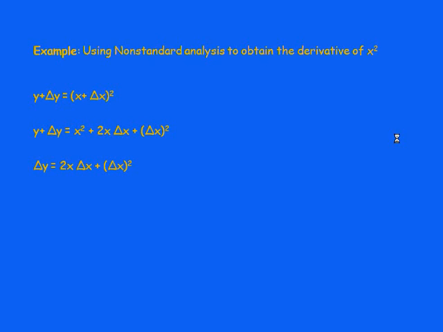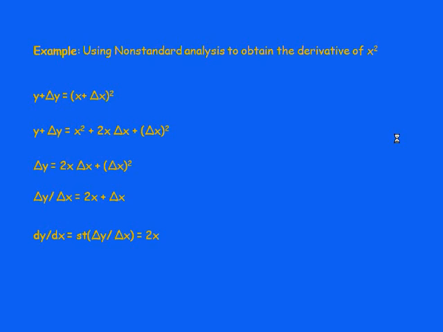Now, if we divide through by delta x, then we get an estimate of the slope. Delta y over delta x equals 2x plus delta x. This is not yet the derivative. The derivative is defined as the standard part of this expression, or the non-infinitesimal part. So if we take the standard part here, we get dy dx equals the standard part of delta y over delta x equals 2x.